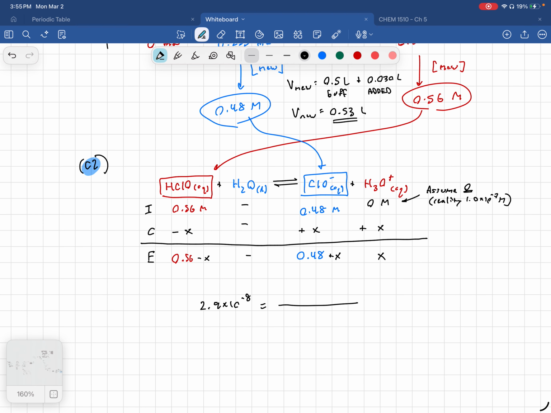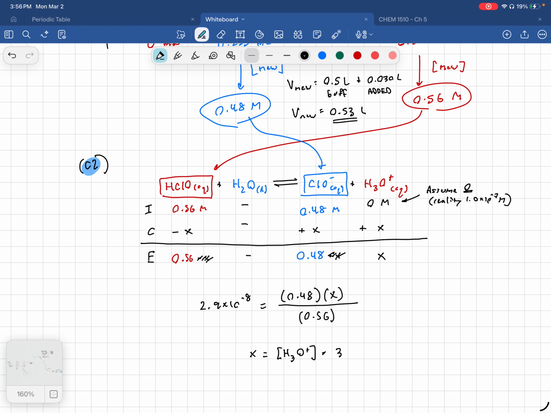You can do the test again, but again, we're going to know that x is insignificant, so we can approximate this by ignoring any addition or subtraction of x, so we don't deal with the quadratic, 0.56. Okay, and so again, if we solve for x, it is going to be the H3O plus concentration. And so 2.9 exponent negative 8 times 0.56 divided by 0.48.